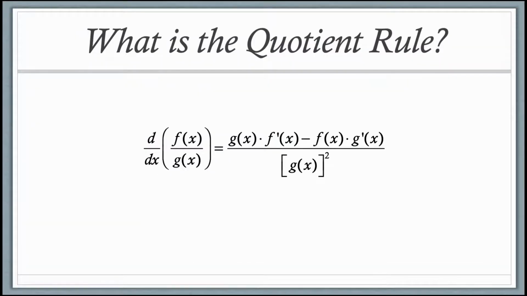algebra. And that rule is similar to the product rule in order: g of x times f prime of x, but now we have a minus f of x times g prime of x. And we're going to divide that by g of x squared. In this case, f of x is going to refer to the numerator of our quotient, and g of x will refer to the denominator of our quotient.